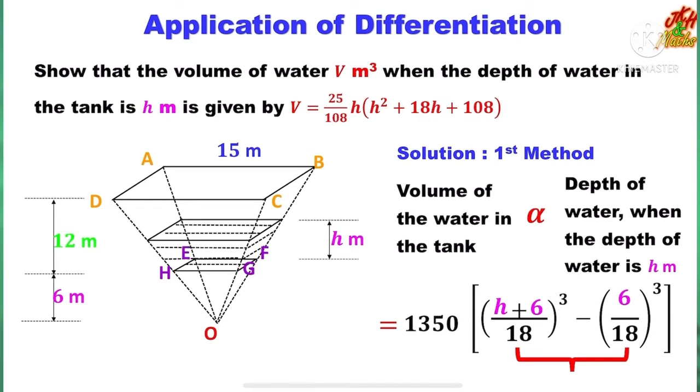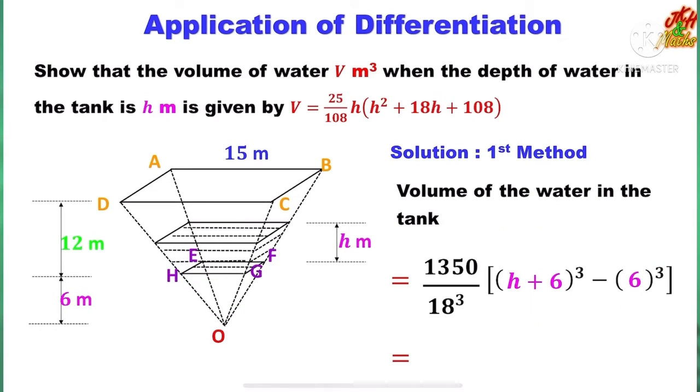Based on this expression, we have a common factor of 1 over 18 cube. Therefore, we can take out the common factor, so the expression becomes 1350 over 18 cube multiplied with in the bracket h plus 6 cube minus 6 cube. By simplifying 1350 over 18 cube, we have 25 over 108, multiplied with in the bracket h plus 6 cube minus 6 cube.